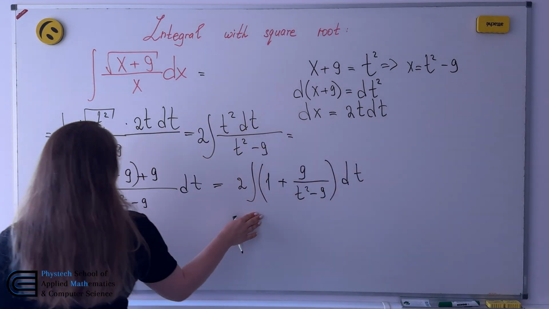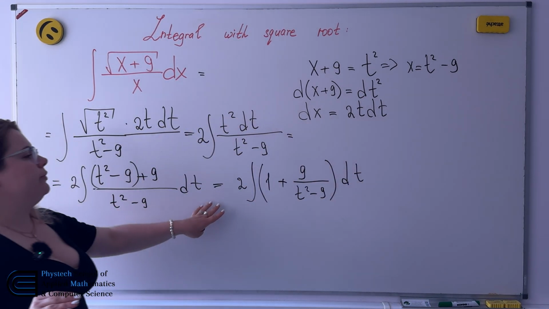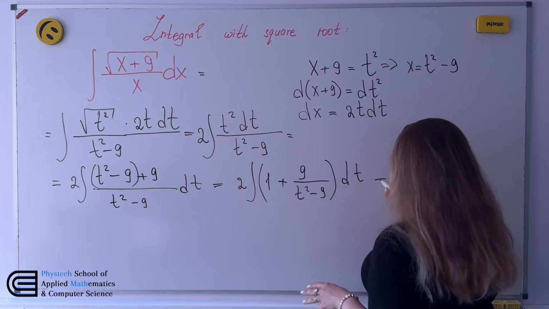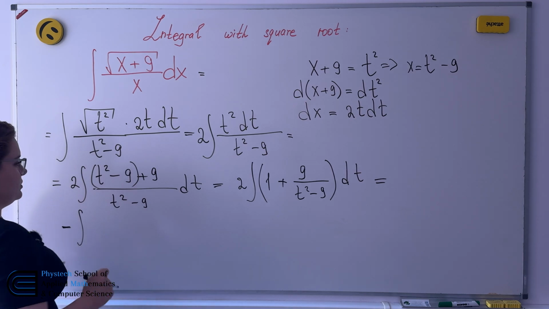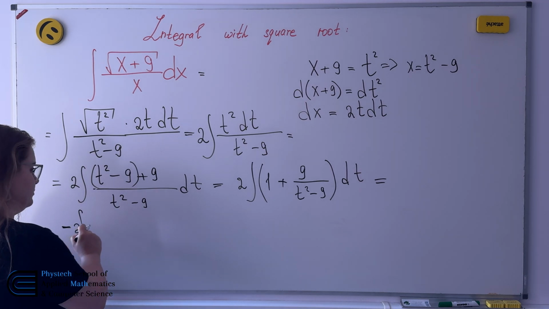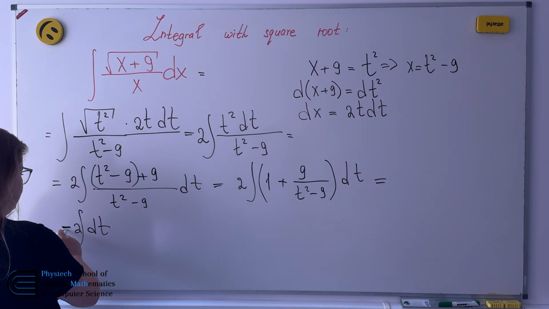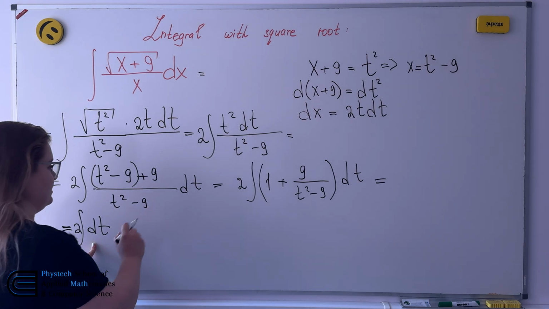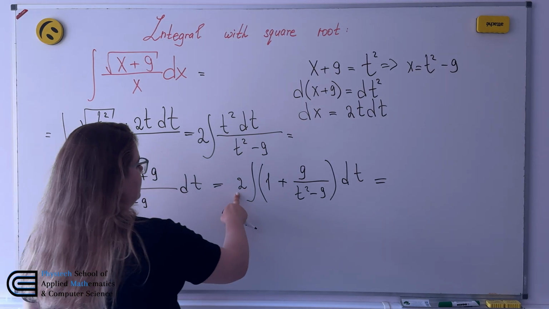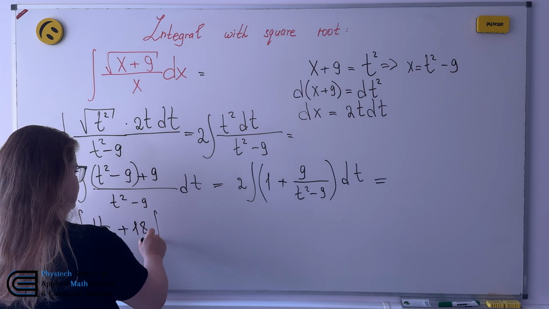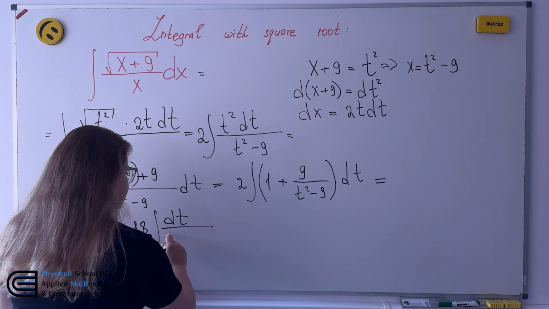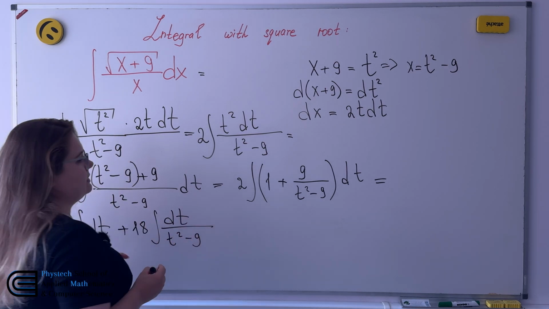So now we can rewrite it and obtain two integrals. The first integral gives us 2 dt, and then we obtain 2 multiplied by 9, which is 18, dt over t squared minus 9.